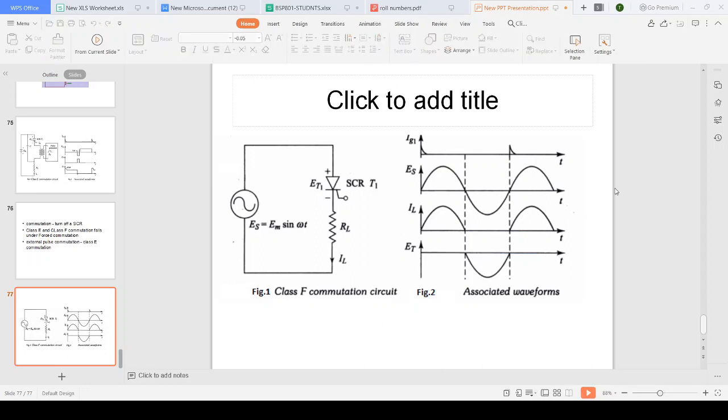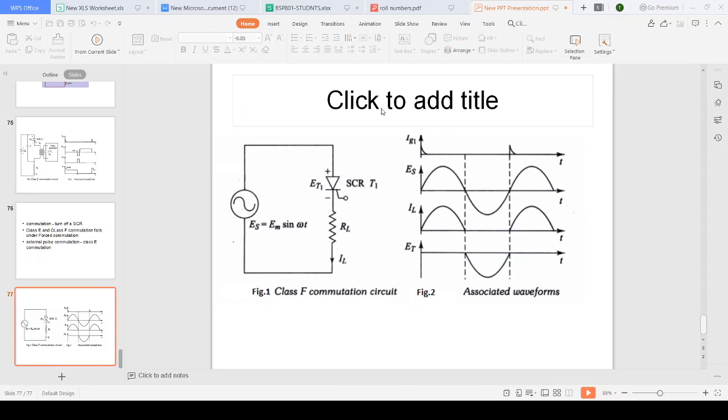As you can observe, the waveform consists of four components. To draw a waveform for class F commutation, we have two axes, the vertical axis and the horizontal axis. On the horizontal axis, time t is plotted. We assume that initially the value of time t is 0.